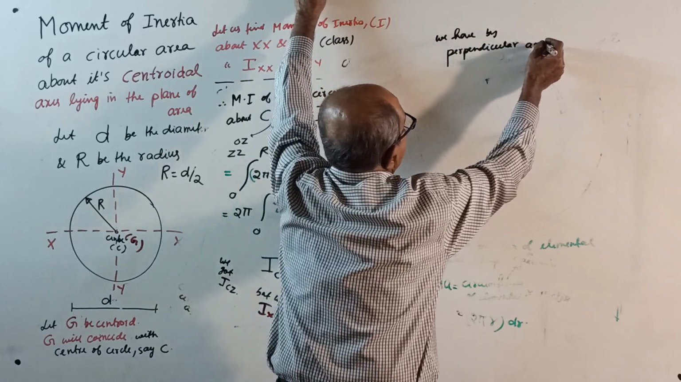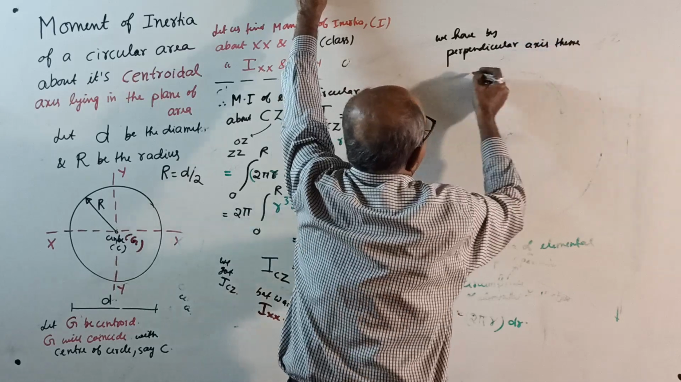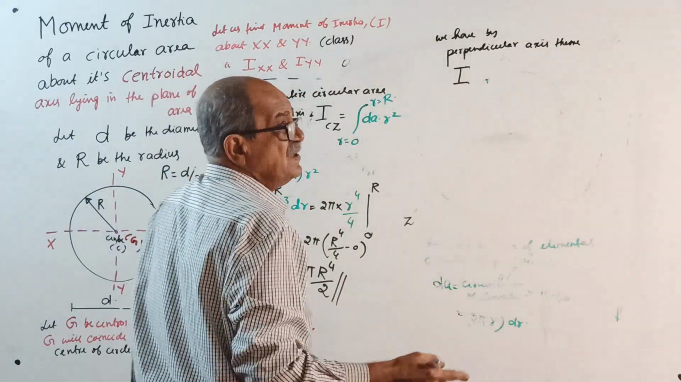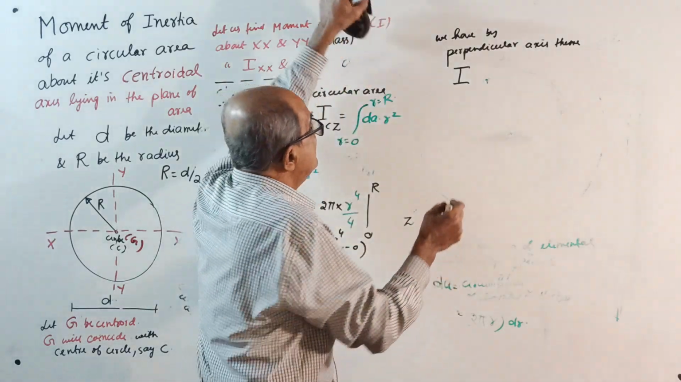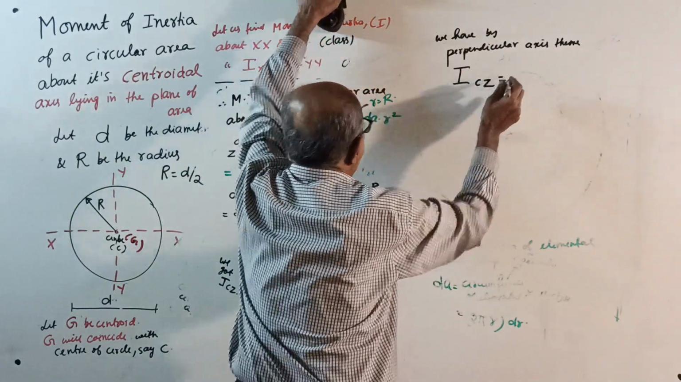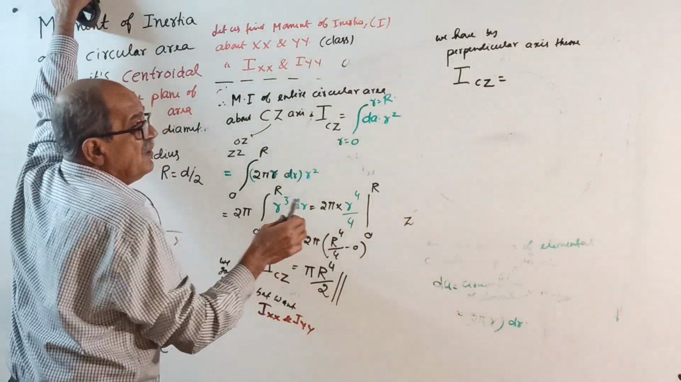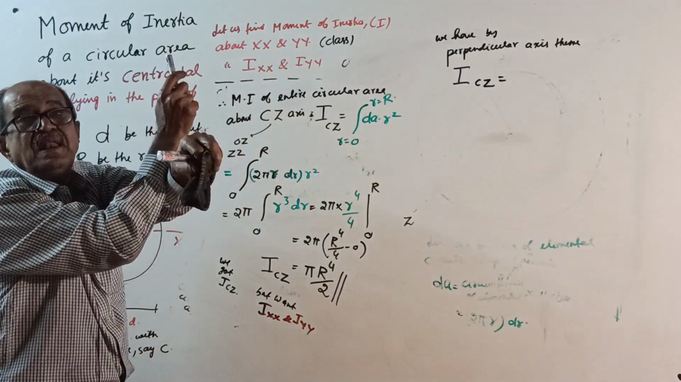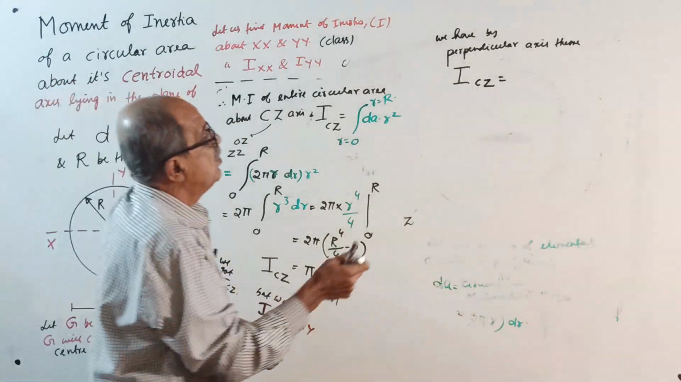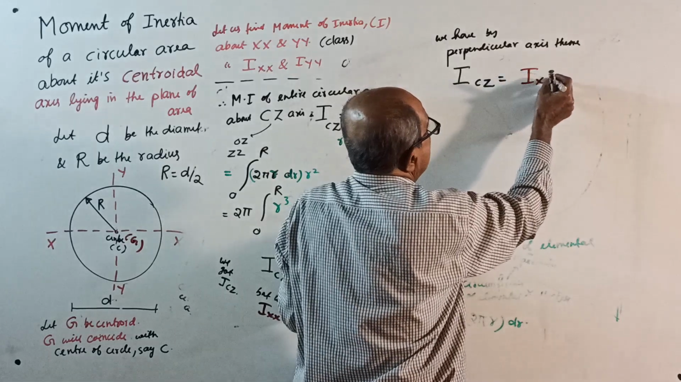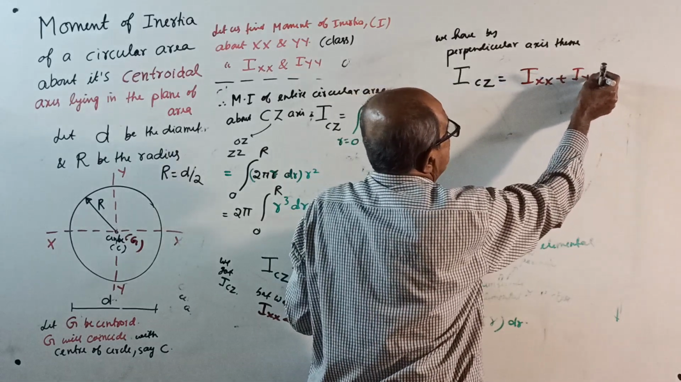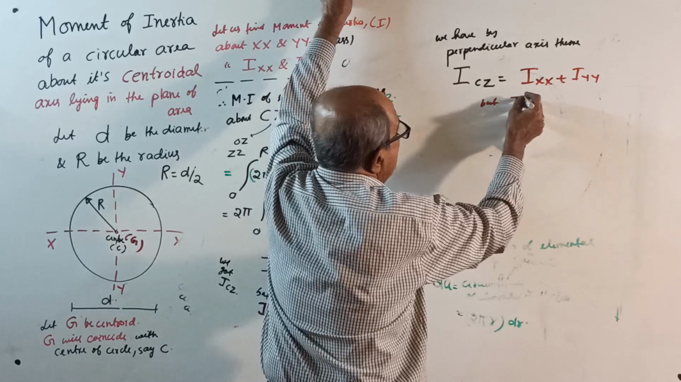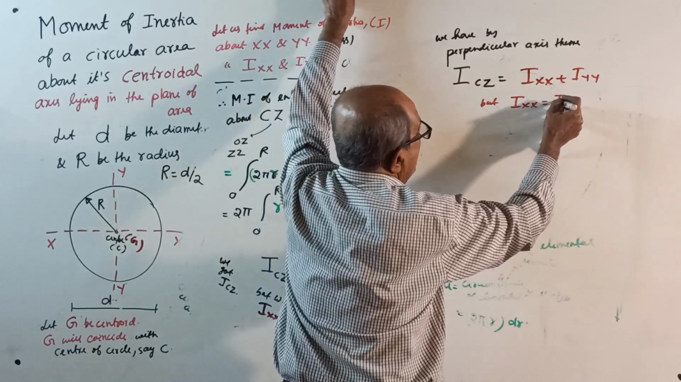Perpendicular axis theorem. The moment of inertia about an axis perpendicular to the plane, passing through any point, here passing through the center, I_zz, is equal to the sum of the moments of inertia about two mutually perpendicular axes lying in the plane, that is xx and yy, equal to I_xx plus I_yy.